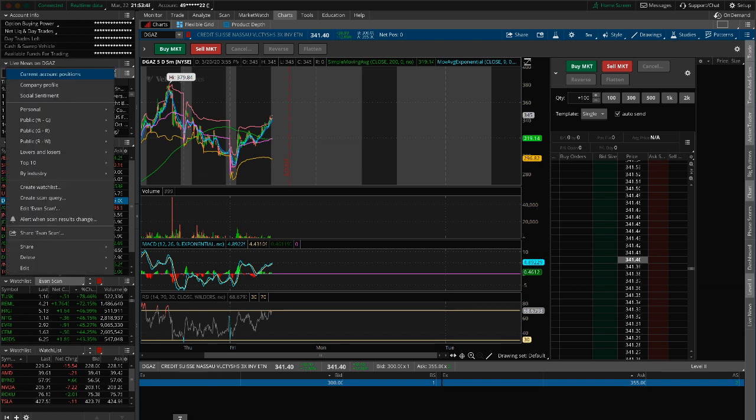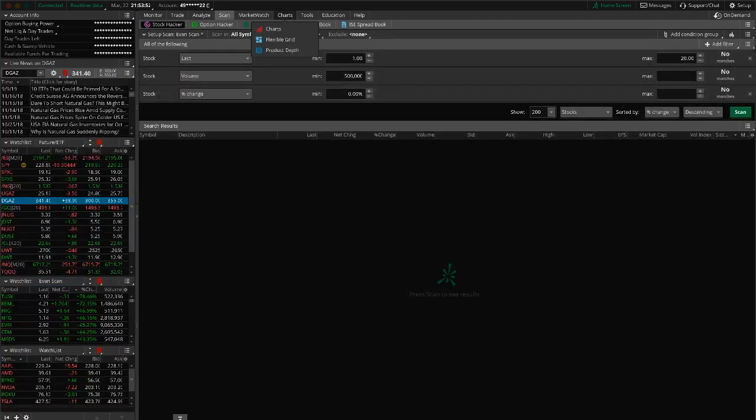Evan Scan is a scanner that I have made that scans for stocks with a minimum of $1 to a maximum of $20, a minimum volume of 500,000, and then a percent change in the day. This is usually set at 5%, and then I scan all my stocks through there.